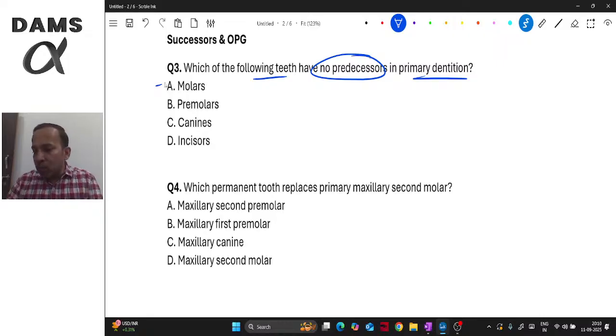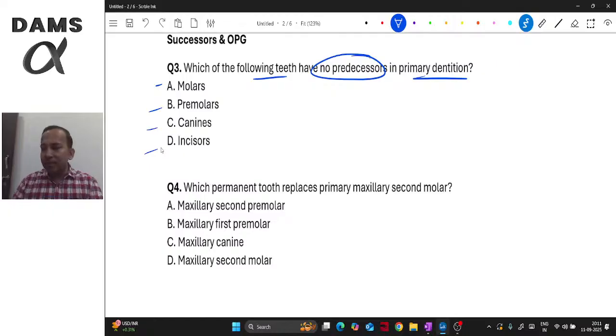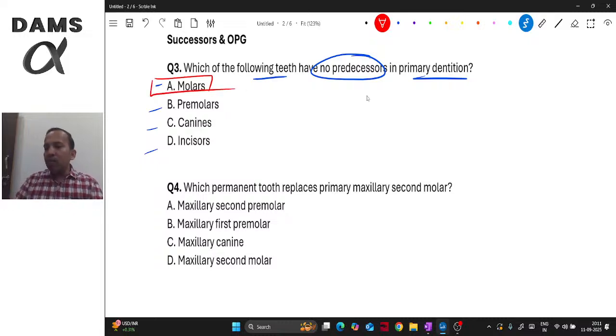So options are molars, premolars, canines and incisors. And as I just told you, which of these 4 would be a non-successor, or a tooth which does not succeed any primary, or which does not have a predecessor? Which of these will be the answer? It would be molar, isn't it? Prachi, SR, try to answer. These are just simple questions, just variations of the questions that we have already seen.